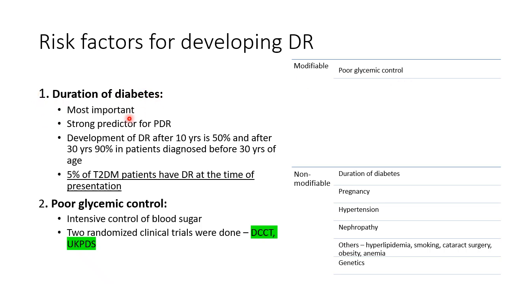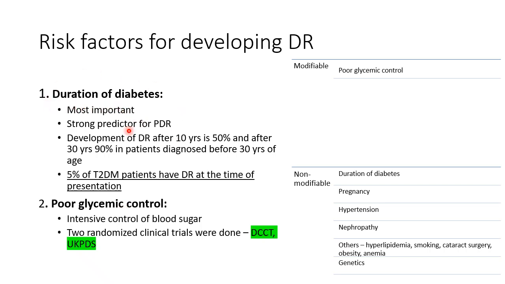So, number one, duration of diabetes. In fact, it is the second factor which should be number one. It is this one that's the most important. So, poor glycemic control, intensive control of blood sugar, prevents progression or development of diabetic retinopathy. There are two randomized clinical trials which are highlighting this particular risk factor. We will see them in the subsequent slide.